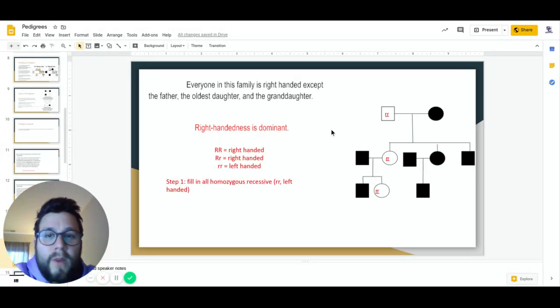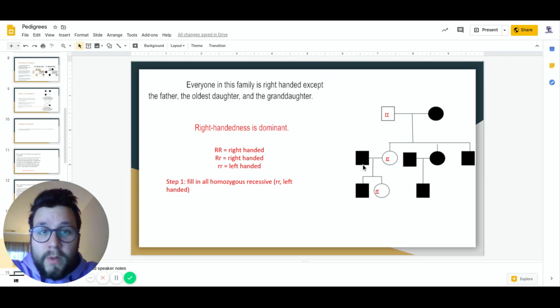Now, if right-handedness is dominant, 2 dominant alleles would be right-handed. Dominant recessive heterozygous would be right-handed, and homozygous recessive would be left-handed. So the first thing we'll do is fill in everybody who's left-handed. We know that they can only be homozygous recessive. So 2 lowercase r's, 2 lowercase r's, and 2 lowercase r's.